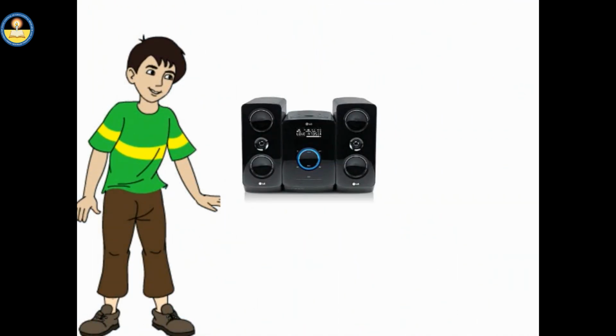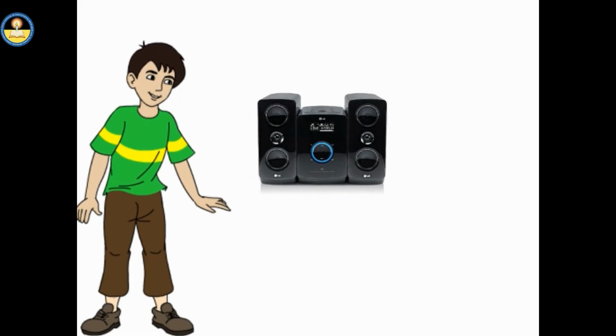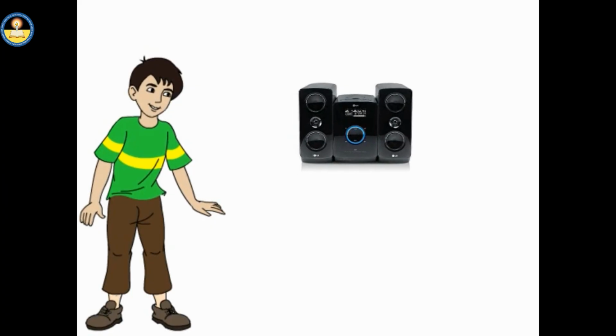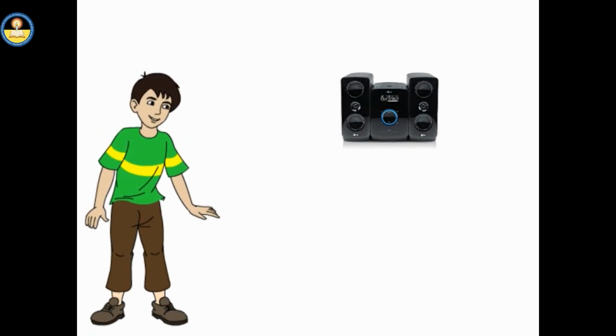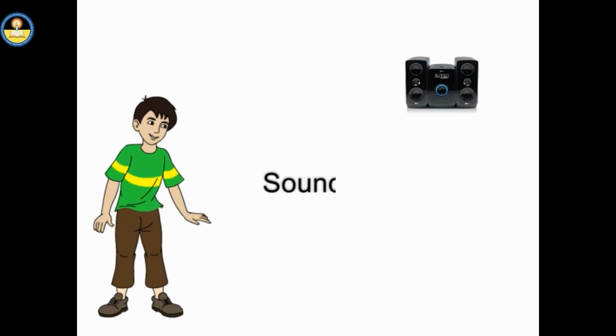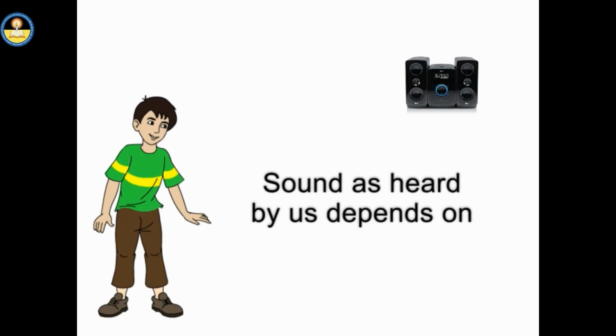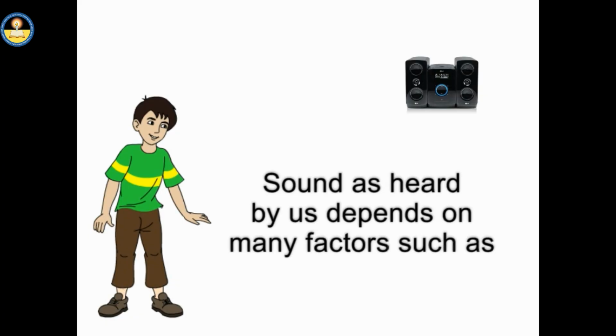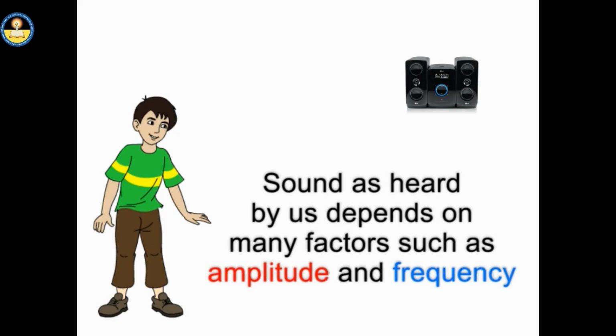When we stand close to an audio system, the sound produced by it appears very loud, but the same sound appears faint when we stand far away from the audio system. It means sound as heard by us depends on many factors such as amplitude and frequency of the sound, etc.